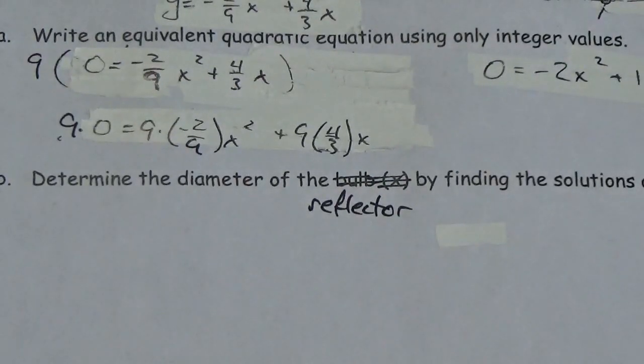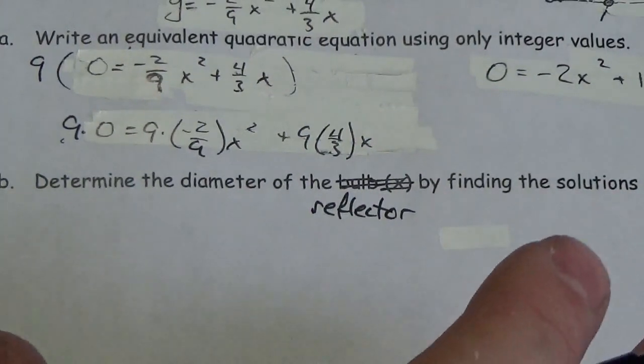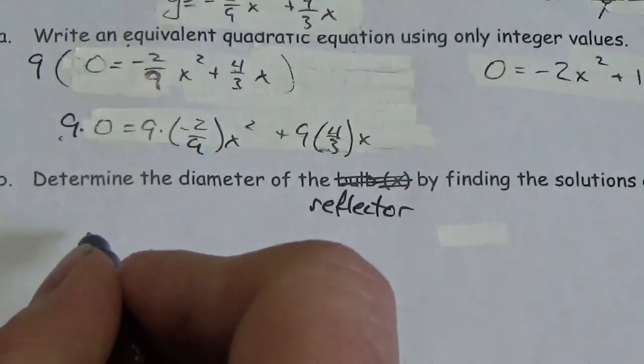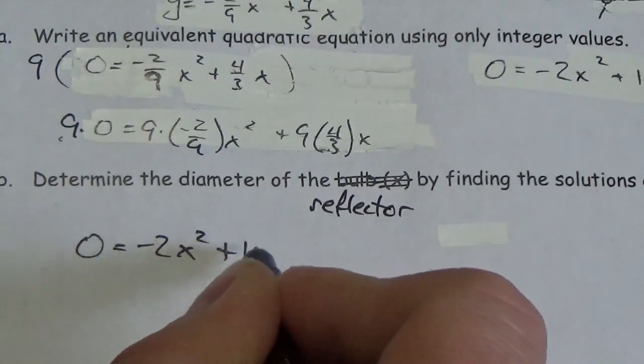Now this is going to be a great example of a question where just having the x value doesn't actually get you the answer you're looking for. And I'll show you in just a second here. But let's solve this equation first. So we've got 0 is equal to negative 2x squared plus 12x.